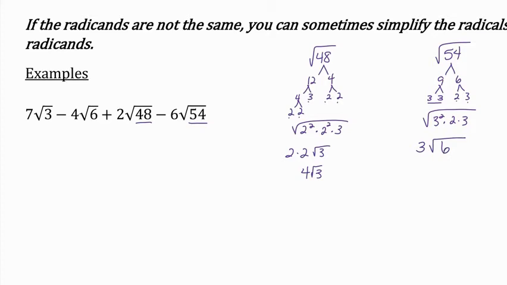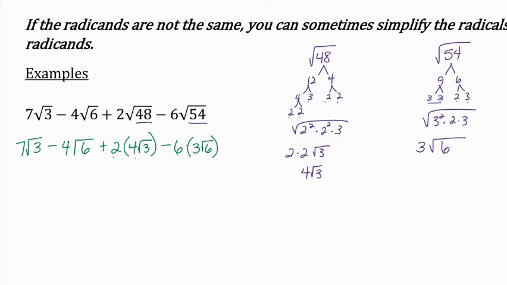Okay, so now I'm going to rewrite my expression over here as 7 radical 3 minus 4 radical 6 plus 2, but then instead of radical 48, we've got 4 radical 3. And then minus 6, and instead of radical 54, I've got 3 radical 6. Okay? All right, now I've got some things I can multiply.